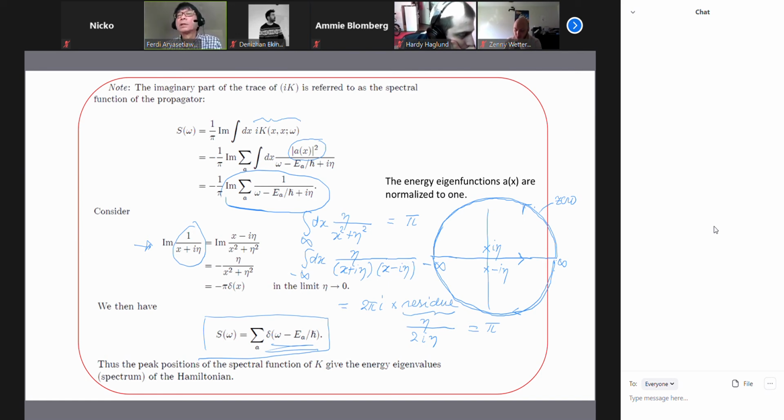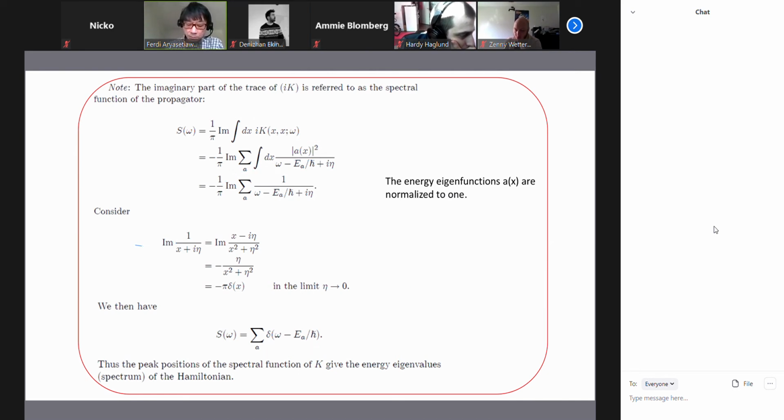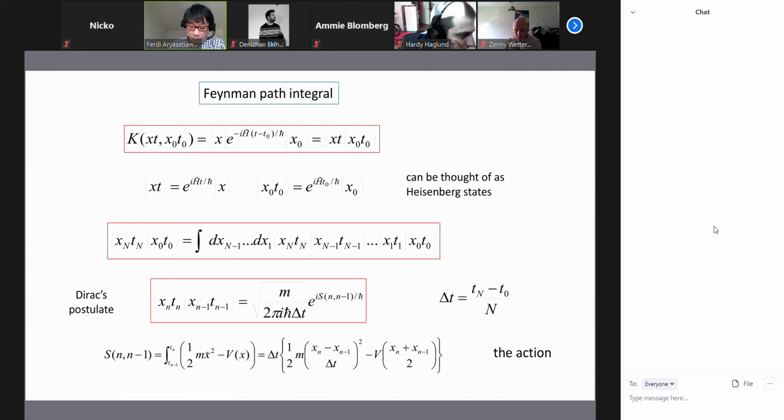Okay, so now we can start doing path integral. Yeah, so we have a Feynman path integral. So we want to find a way of computing this propagator. So that's the definition of the propagator.